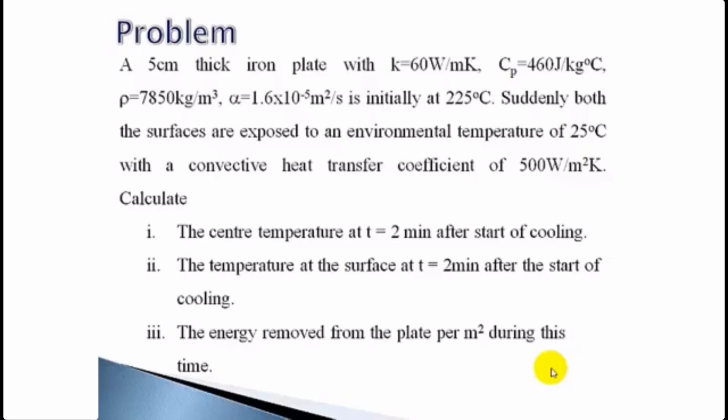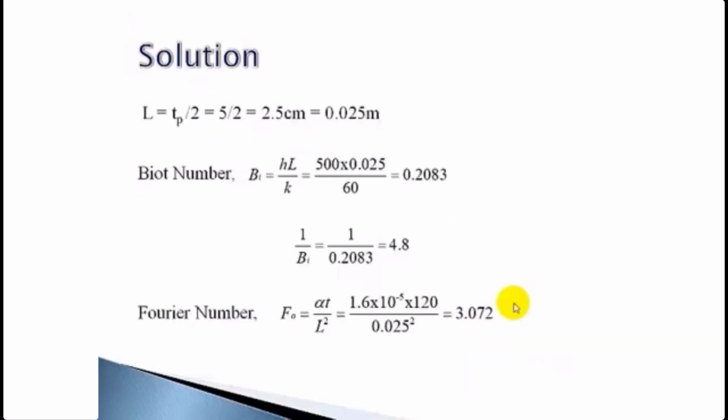There are 3 quantities here: the mid-plane temperature difference, which we denote by theta 0, the initial temperature difference, which we represent by theta i, and the temperature difference at any instant at a given point, which we represent by theta. Let us calculate the characteristic length. Characteristic length is thickness by 2. The thickness is 5 centimeter, so you get 2.5 centimeter, that means 0.025 meter.